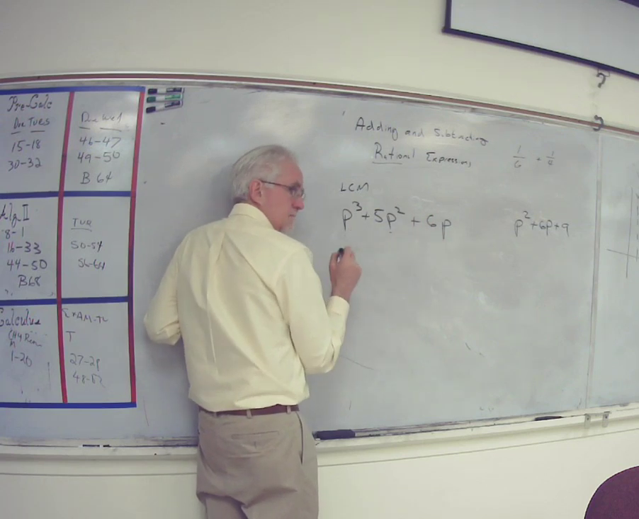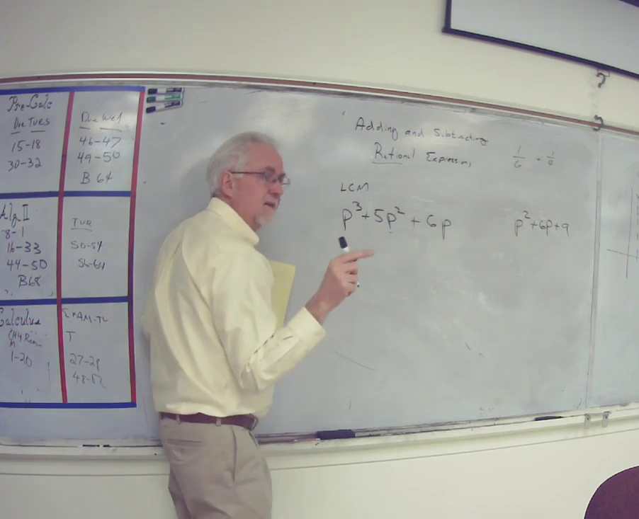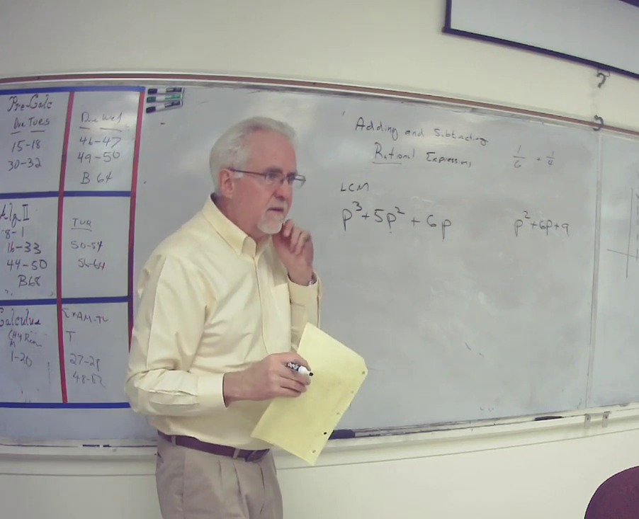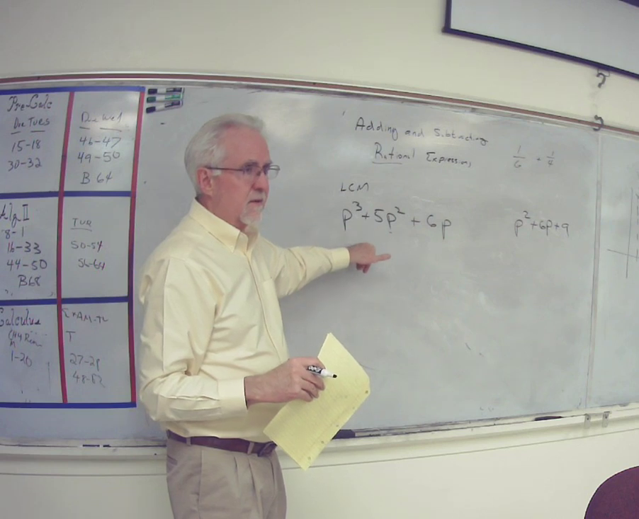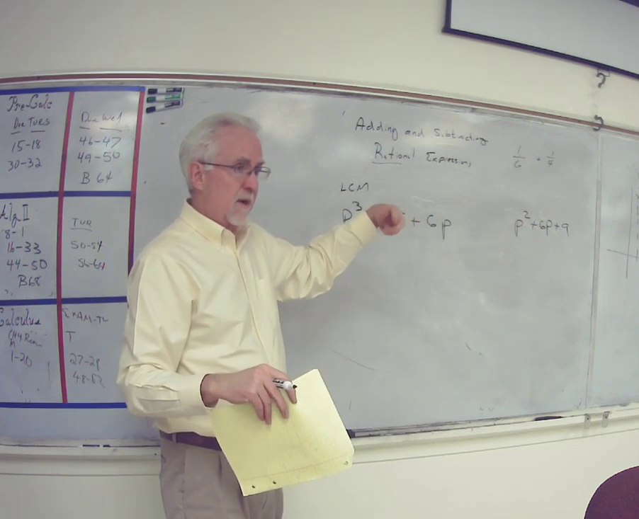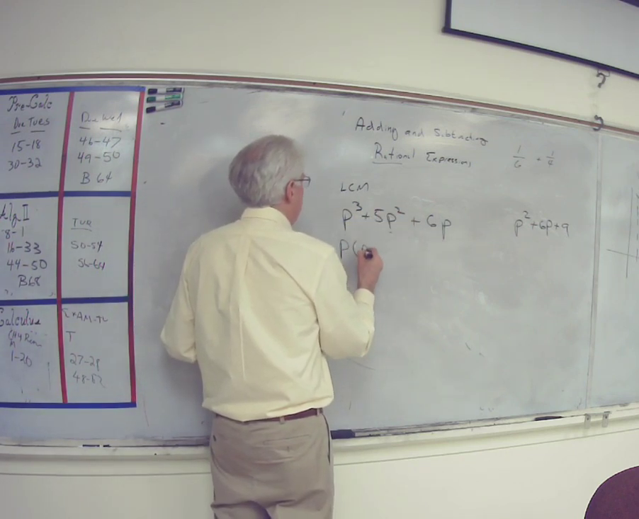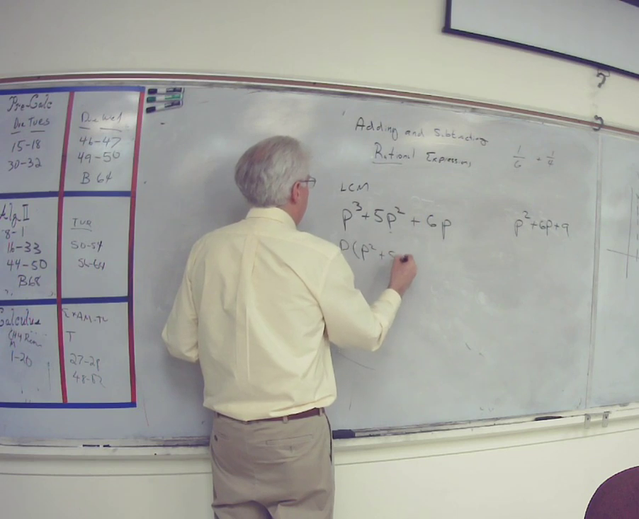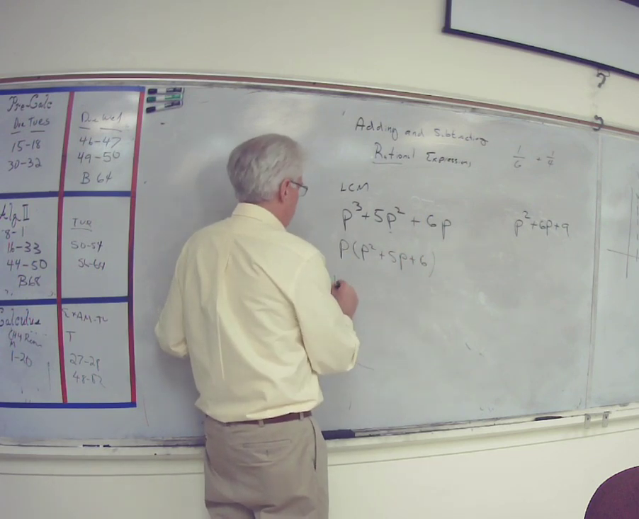Parentheses. Put your parentheses. I can't hear you. Put your parentheses. Take out a p. Say it again. Take out a p. And take out, we say what? Factor out a p. Okay, so I have p times p squared plus 5p plus 6. Now I put in my what?